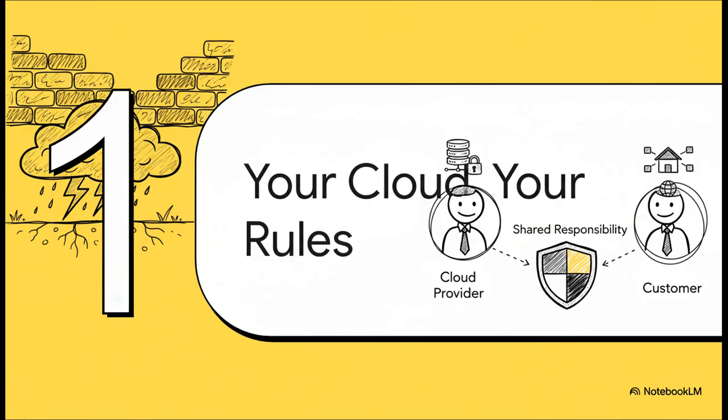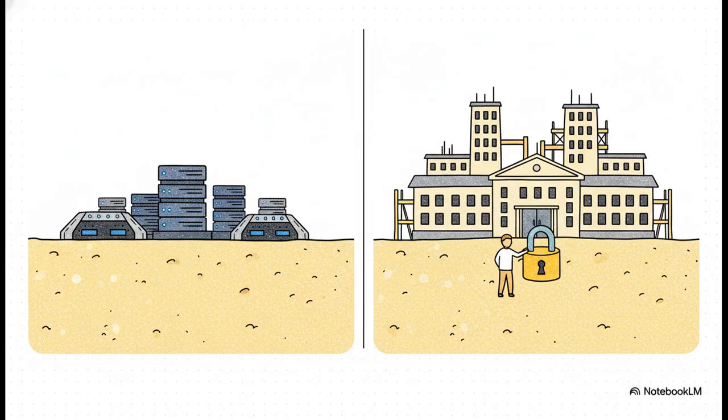Okay, before we even think about building walls, we have to know what we're building on. And in the cloud, that starts with a fundamental rule. You have to understand who's responsible for what. This is a core idea known as the shared responsibility model. So think of this model as a really clear division of labor.